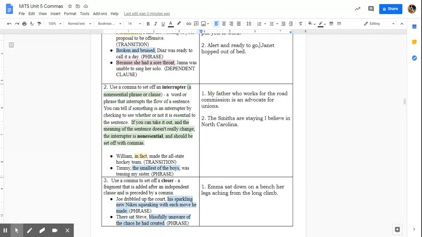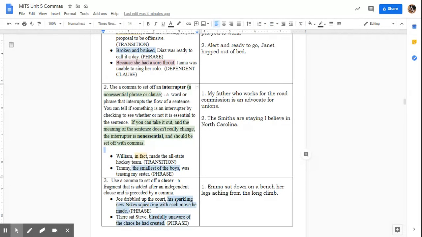A couple of examples are: William, in fact, made the all-state hockey team. This is simply a transition phrase, and it is not essential to the meaning of the sentence. Therefore, it is surrounded by commas. Timmy, the smallest of the boys, was teasing my sister. Okay, this is a non-essential phrase because if we take it out, if we were to delete this, it does not change the meaning of the sentence: Timmy was teasing my sister.